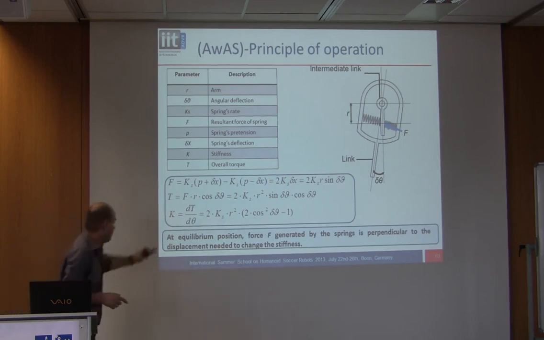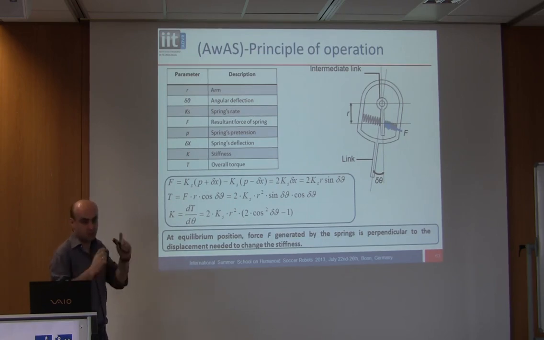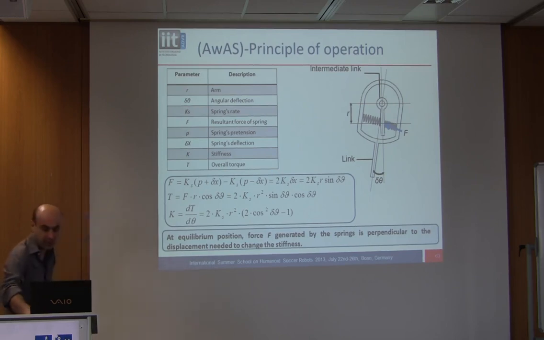What is important to notice here is that the change of the stiffness is not based on the deflection of the springs. So we change the transmission ratio. We don't change the pretension of the springs. And you see the effect on the energy that is required to change the stiffness of this actuator.